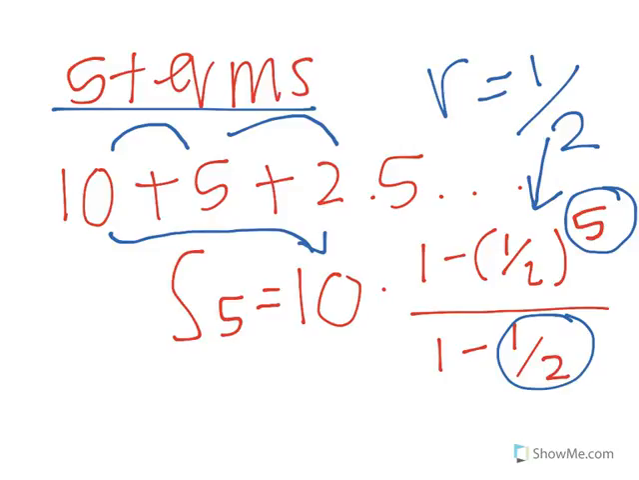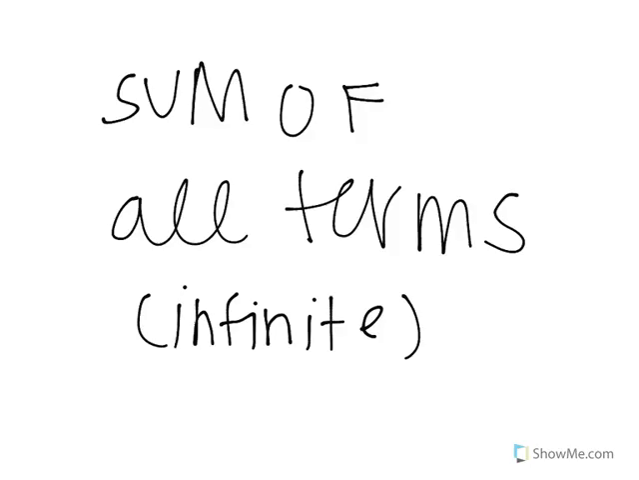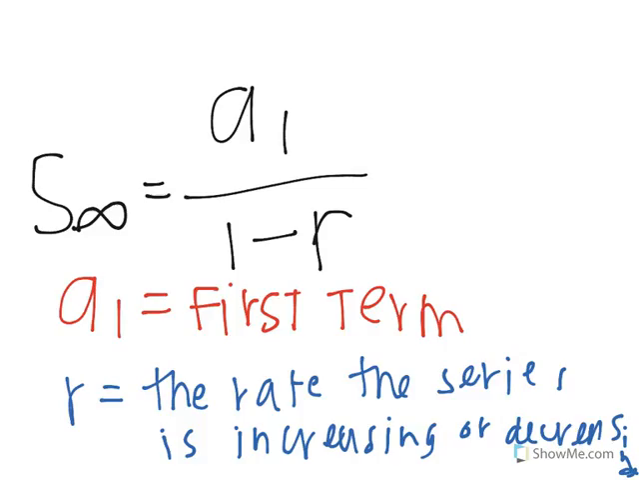Okay, so then when you solve that all out, if you round it, and always leave 3 decimal points, it will be 19.375. And that's the sum of your 5 terms. Okay, so now we're going to do the sum of all the terms if it's an infinite series. So the equation that you'll be given is the sum of the infinite series is a sub 1 over 1 minus r. A sub 1 is the first term, and the r is the rate the series is increasing or decreasing right here. So pretty simple.